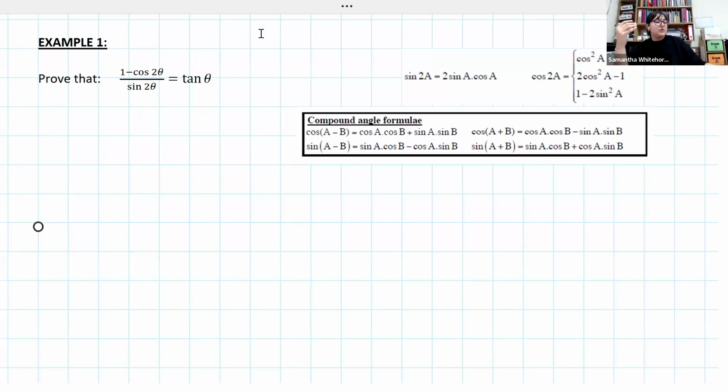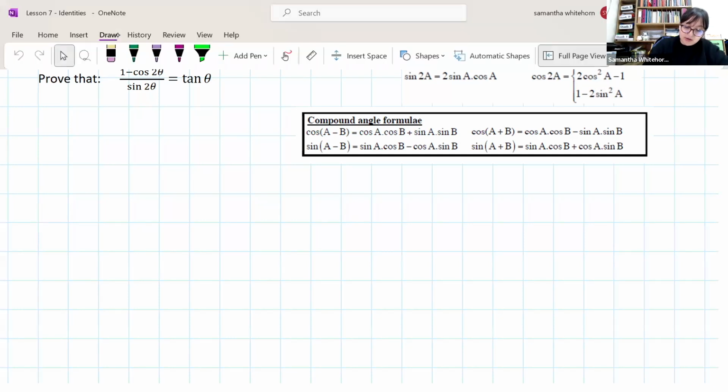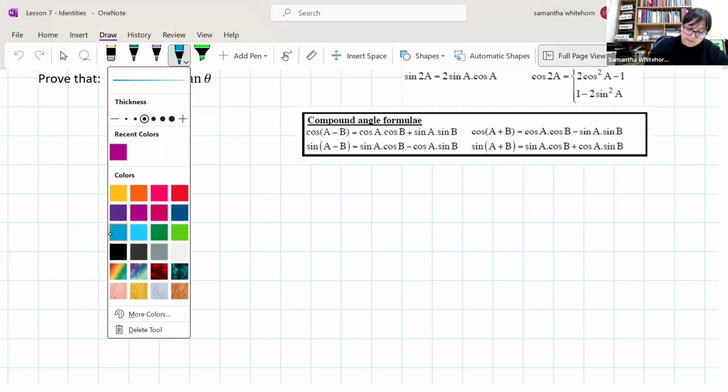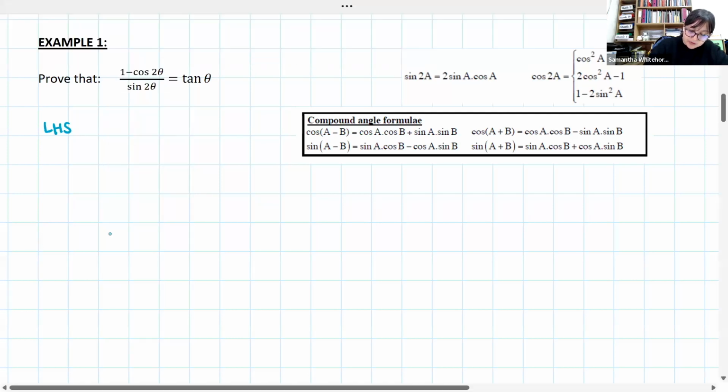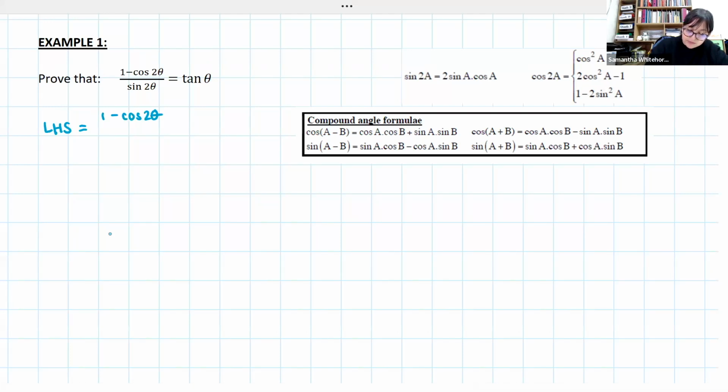So what we now need to do is have a look at our left-hand side and see if there's something more going on there that potentially is useful for us. And if you have a look on the left-hand side, you've got double angles. Now, because we've got double angles, we know that we can apply our double angle formula. All right, so I'm going to manipulate the left-hand side of this identity because there's a lot more that I can do on that left-hand side. So my left-hand side is 1 minus cos 2 theta over sine 2 theta.